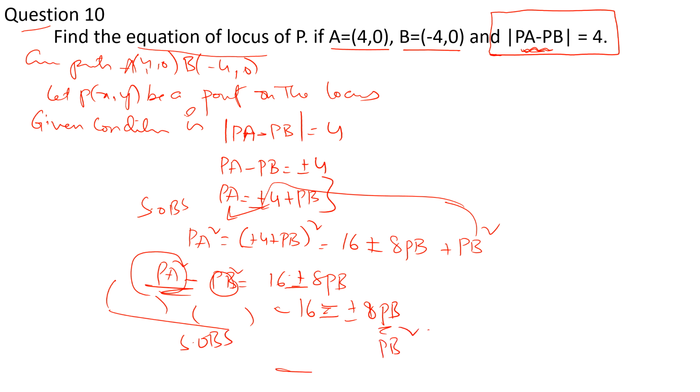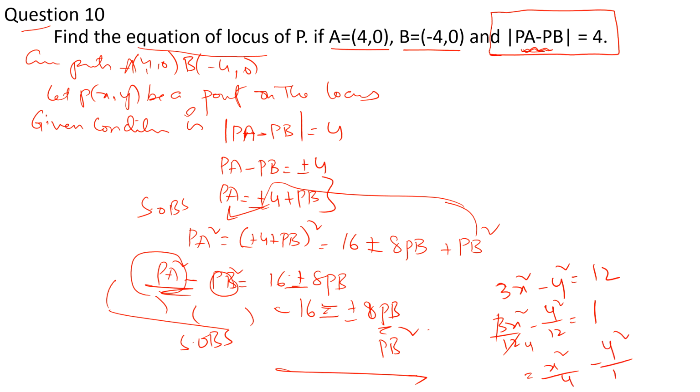So then solve this equation, then finally you will get the locus equation as 3x square minus y square is equals to 12. Which means 3x square by 12 minus y square by 12 is equals to 1, which means x square by 4 minus y square by 12 is equals to 1. Therefore, the locus of P(x, y) is this equation, and you need to write it. That's it. Very simple problem. The next question.